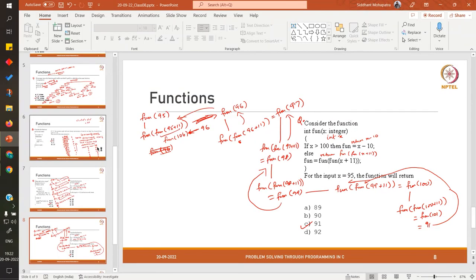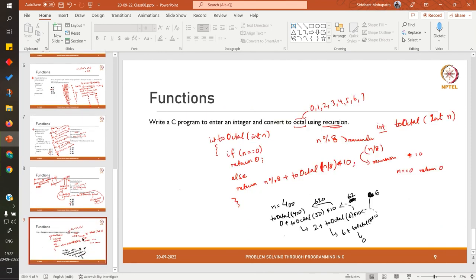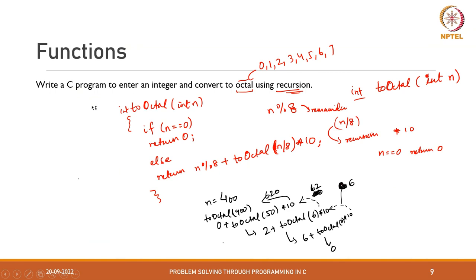However, this particular PDF that I'll share will have this as well. So this is basically: write a C program to enter an integer and convert to octal using recursion. So just go through this entire algorithm that has been written. This is the termination condition, that is n equal to 0. Then this recursion will terminate. Otherwise, it will keep doing this particular operation and returning.